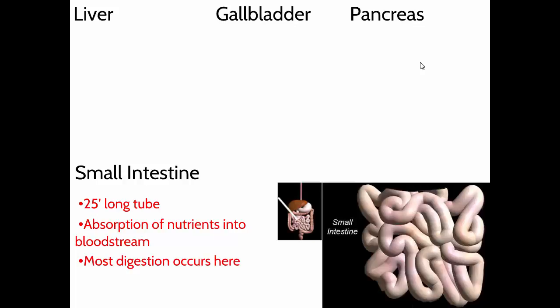Most digestion actually occurs in the small intestine. So the majority starts in the stomach, but most happens as it's moving along that small intestine. Along the way, the liver is working. The liver produces something called bile.